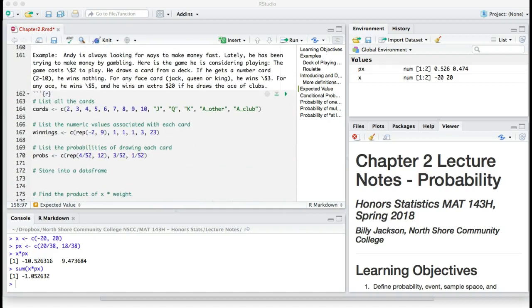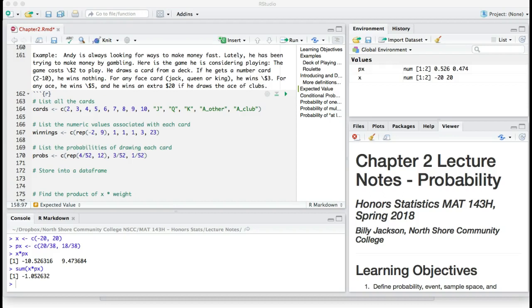All right, let's do another example. In this example, Andy is always looking for ways to make money fast. Lately, he has been trying to make money by gambling. Here is the game he's considered playing. The game costs $2 to play. He draws a card from the deck. If he gets a number card, 2, 3, 4, 5, 6, 7, 8, 9, 10, he wins nothing. For any face card, Jack, Queen, or King, he wins $3. For any ace, he wins $5. And he wins an extra $20 if he draws the ace of clubs.